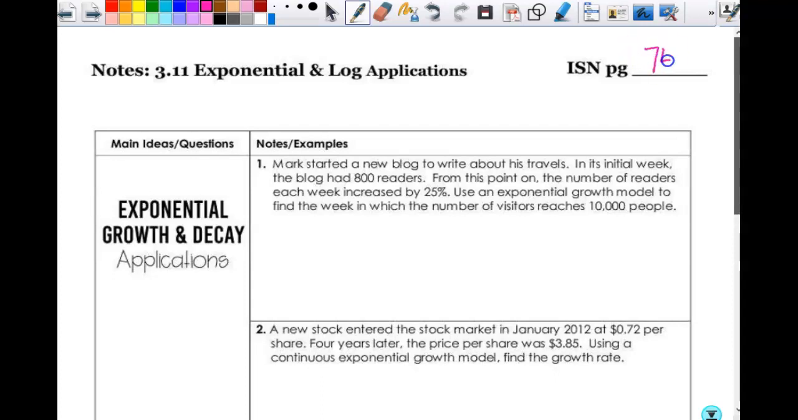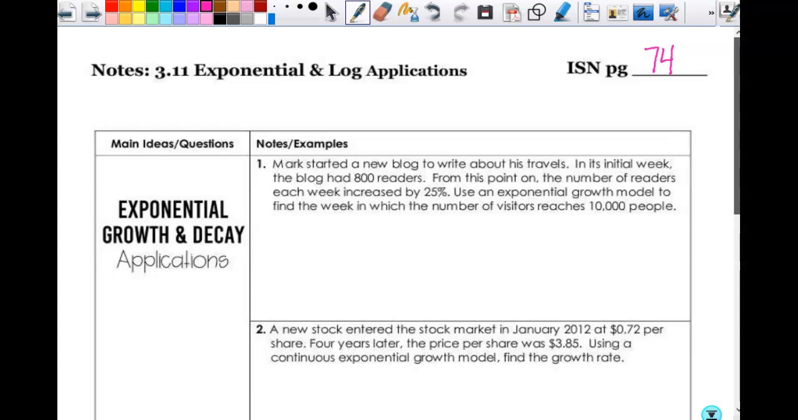Okay, let's go on page 74 when we are done. We are applying the exponential growth and decay stuff that we did early on when we did exponentials, so you might want to turn your ISN to, I think it's page 62-ish, wherever those formulas were, because they're not on here, but you're going to need to know them, okay?